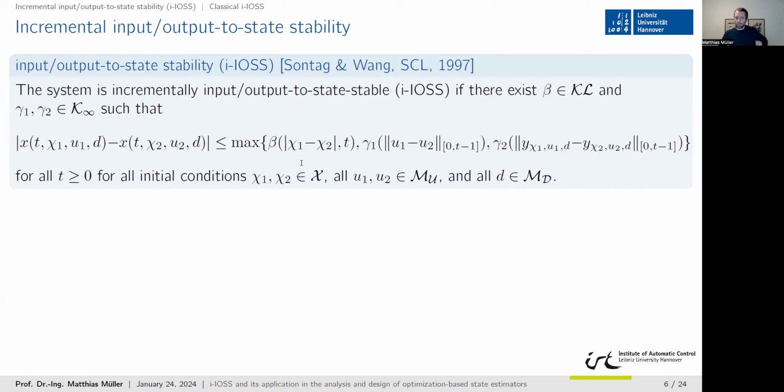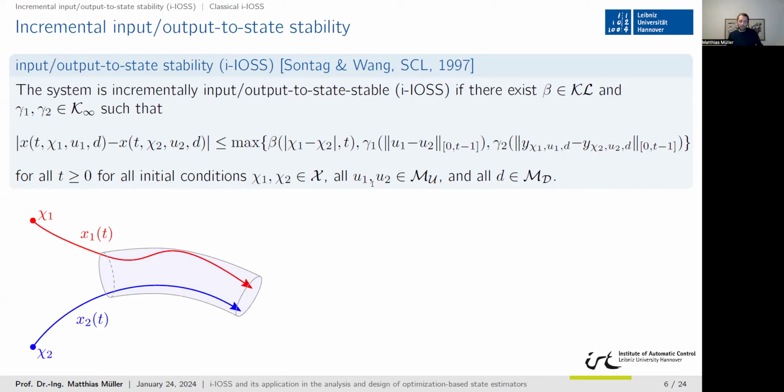The first one is the standard decaying term, right? A KL function in terms of the difference of the initial conditions. And then these two gains, gamma 1 and gamma 2, of the supremum norms of the difference of the input signals and the output signals, right? And this should hold for any pairs of initial conditions, chi1, chi2, and any pair of input signals, u1 and u2. And this is basically a detectability notion.